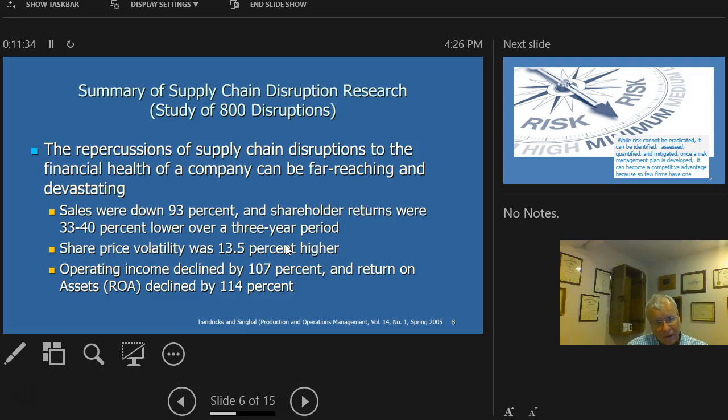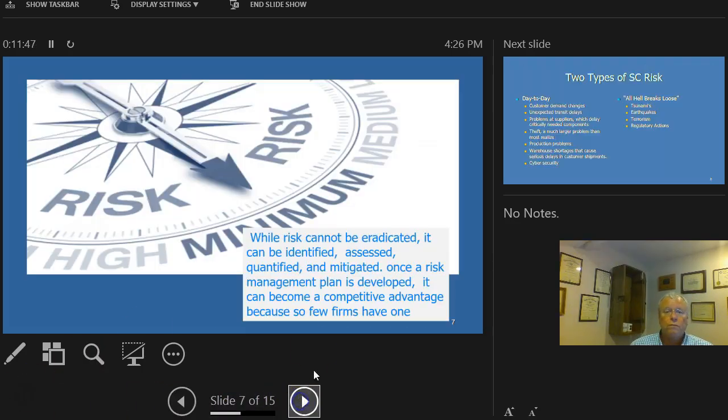which then leads to business continuity, that is, getting your business back up and having in place the resilience tools to get your business back up, is what this is all about. So even though we can't eradicate risk, we can identify it. We can identify it, we can assess it, we can quantify it, and we can mitigate it. And that's what you need to do.